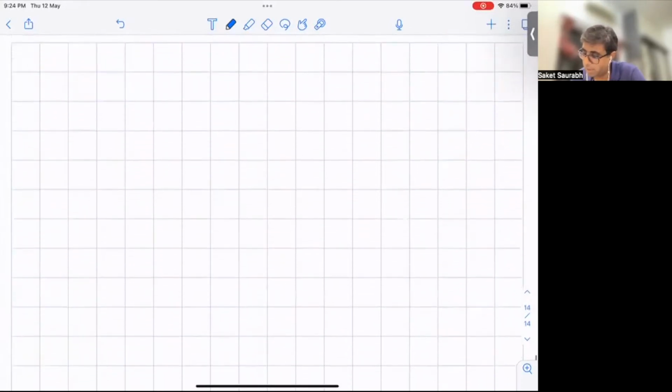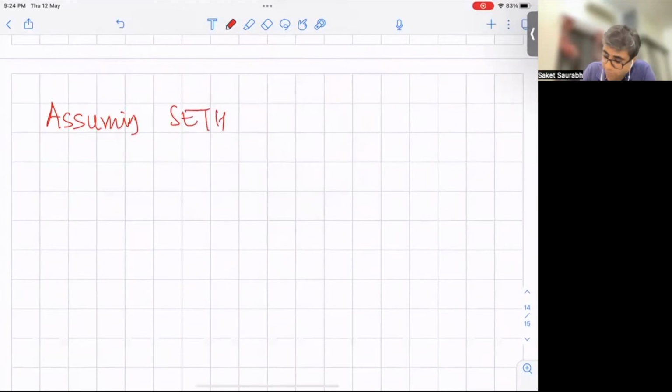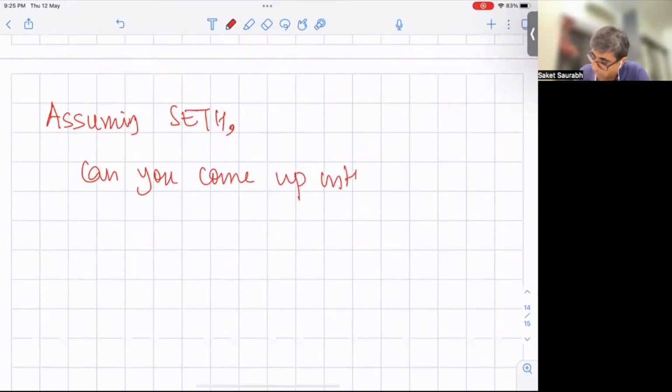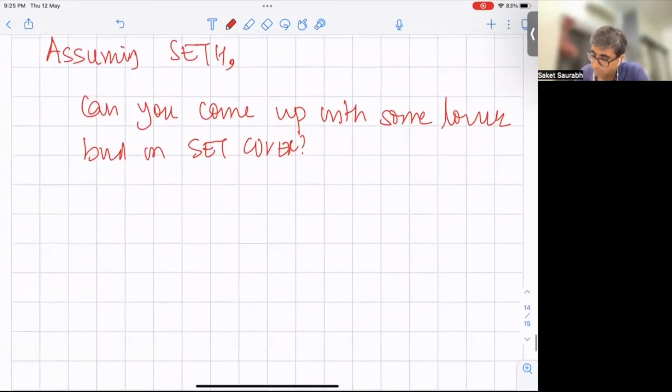Okay, let me ask you a question. Assuming the strong exponential time hypothesis, can you come up with some lower bound on set cover? You know what the set cover problem is?